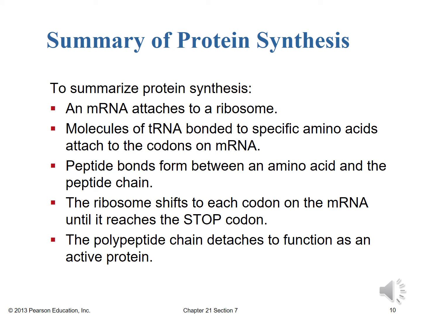All right, before our final learning check for this lecture, let's summarize protein synthesis. So first, an mRNA attaches to a ribosome. The molecules of tRNA bonded to those specific amino acids attach to the codons of the mRNA. The peptide bonds form between the amino acid and the peptide chain. Our ribosome shifts to each codon on the mRNA until it reaches that stop codon. And then finally, the polypeptide chain detaches after termination to function as an active protein. So that's the summary of that overall process.